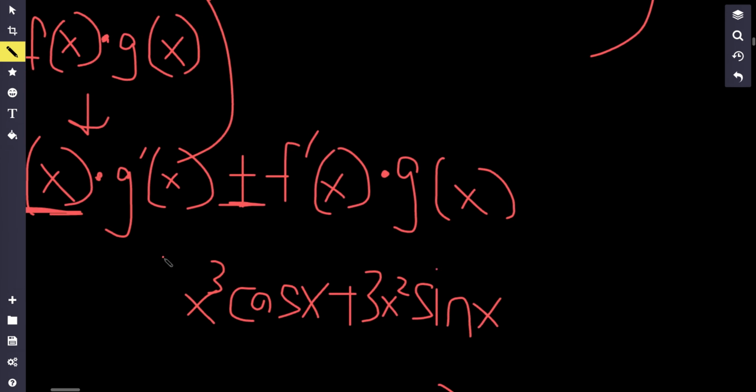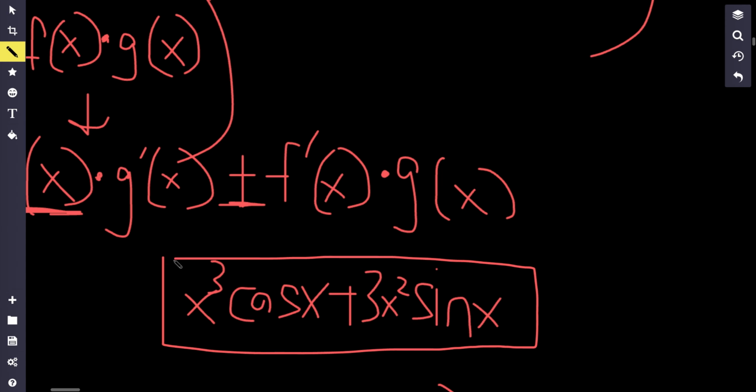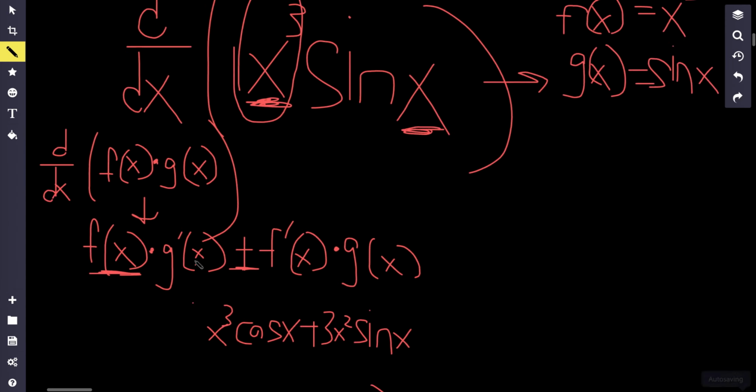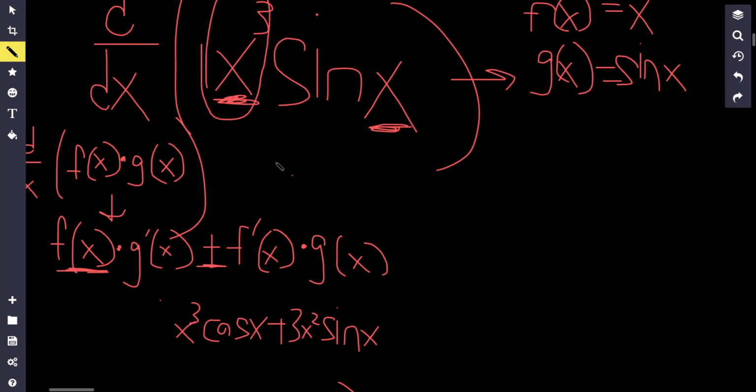And there we go. That is the derivative of our function. So you keep the first part, then you take the derivative of the second part. Then you take the derivative of the first part, and then you leave the second part. So you kind of do the opposite of what you did in the first place.